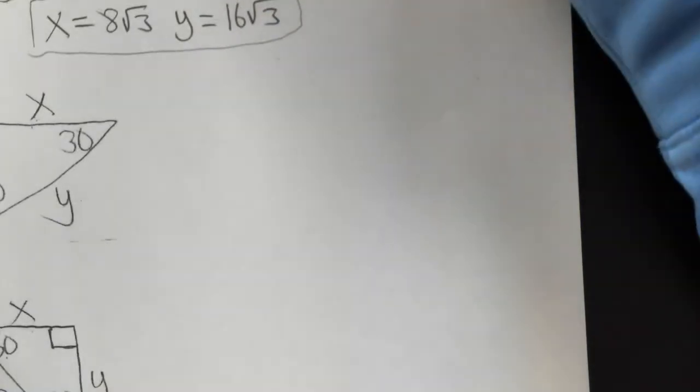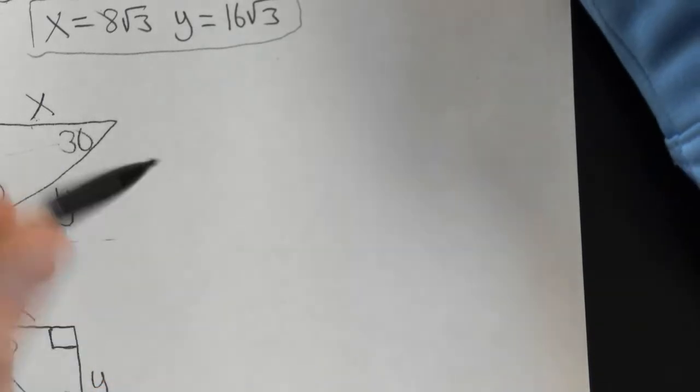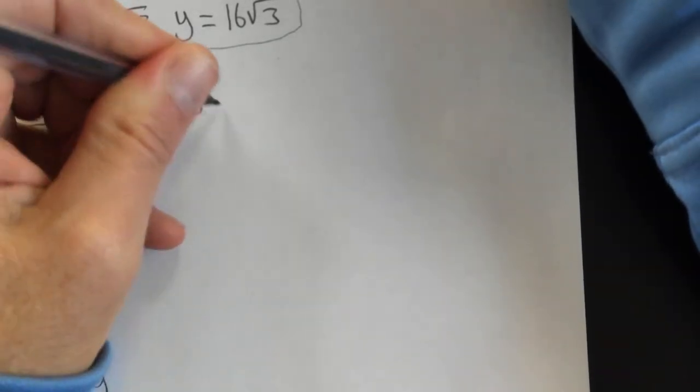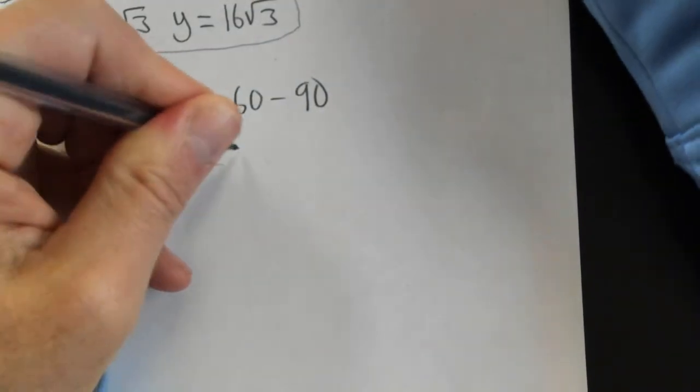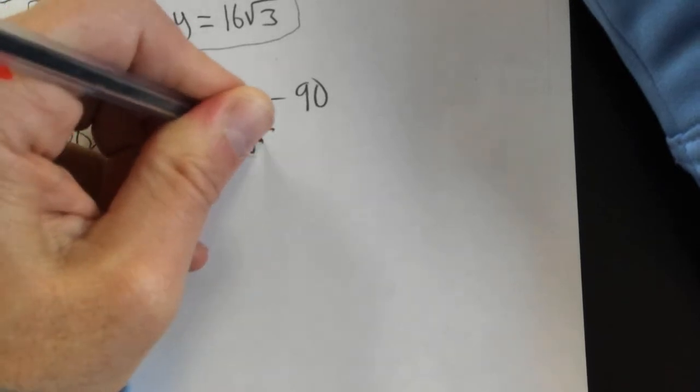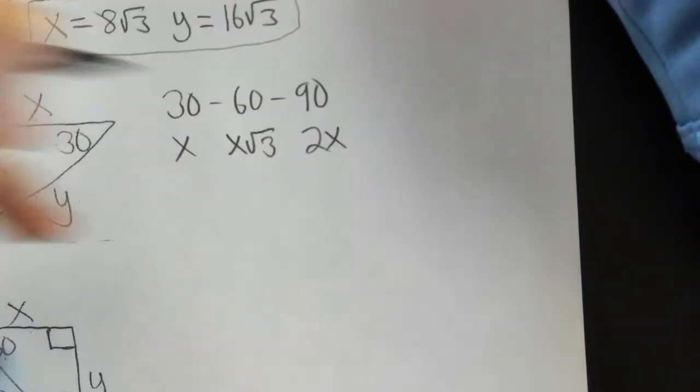So again, we're given the short leg. How do I know? Because the short leg is across from the 30 column. So we'll write the pattern in, 30, 60, 90. Make sure you write the patterns in first, x, because that helps you keep everything straight when you plug in. So the middle column is x square root of 3, and then the last column is 2x, the 90 column.